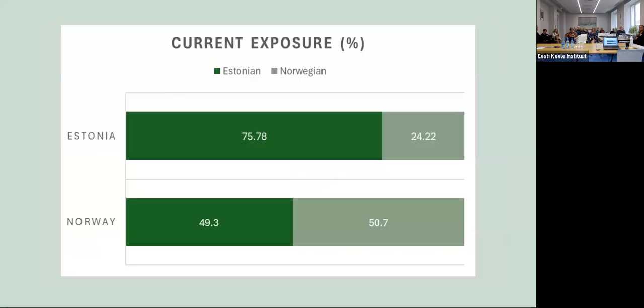Moving on to exposure data, we see a similar pattern. The sample that lives in Estonia, which is up here, so current exposure is an estimate of the past year, and we see that most of their language exposure is in Estonian, which is expected. However, the sample that lives in Norway gets an equal amount of exposure in the two languages, which is somewhat surprising considering that they go to school in Norwegian, most of their friends in the neighborhoods usually speak Norwegian. But nevertheless, the proportion of exposure that they get is quite equal.